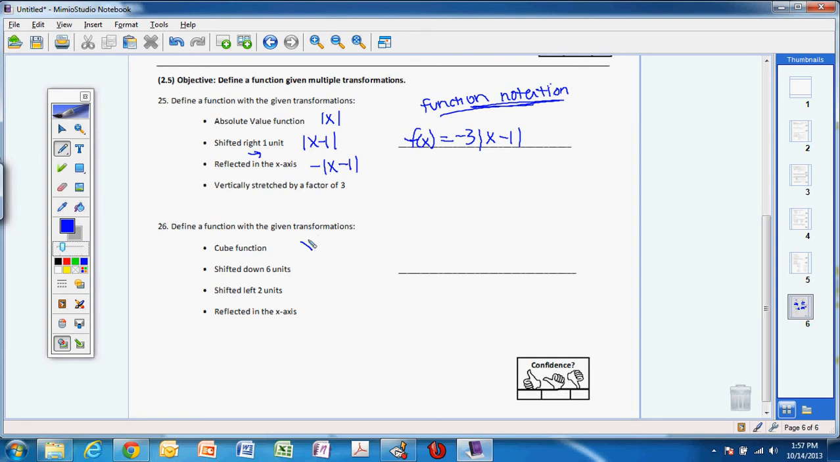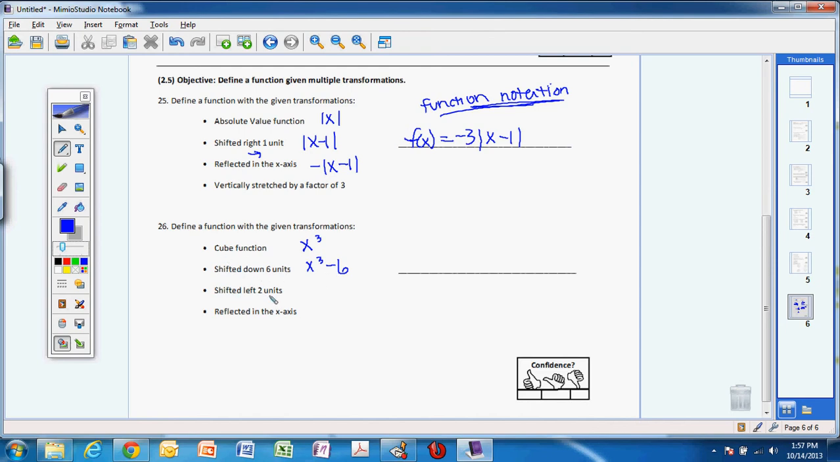Number 26, again, we're doing more transformations. This is going to be a cubed function, so I'm going to have an x cubed. That's going to be the parent graph of this. And I know I'm shifting it down 6 units. If I'm shifting it up or down, remember that's on the outside. So since we're shifting down, we're going to go -6 on the end there.